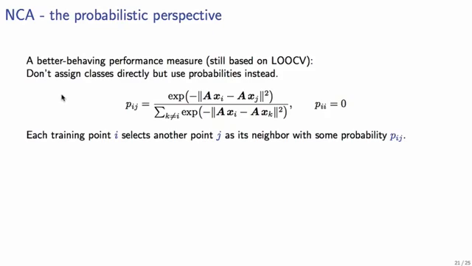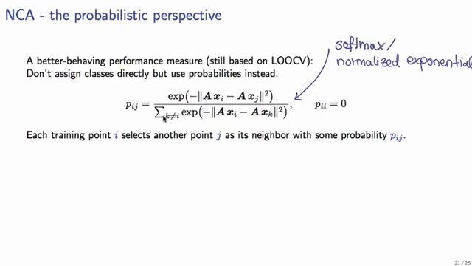We still want to do leave-one-out cross-validation, but instead of assigning the class directly, we use probabilities. We define a probability for points i and j, so that point i selects another point j as its neighbor with some probability p_ij. Obviously, a point cannot be a neighbor of itself, so p_ii is equal to 0. And this expression, which is a softmax or normalized exponential, ensures that all of our probabilities will be between 0 and 1, and that the sum for one point i is equal to 1 as well.